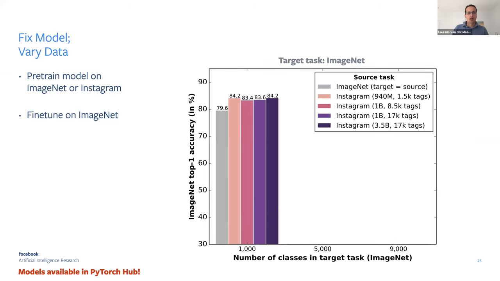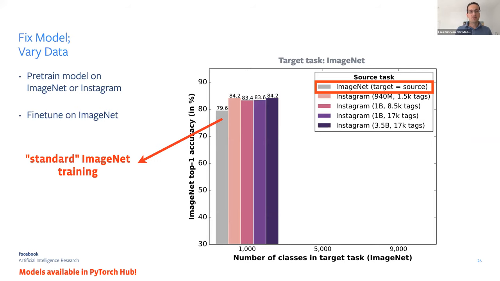So here are some results. Throughout the results, the gray color will correspond to standard ImageNet training. This is the standard approach in which we pre-train on ImageNet and then fine-tune on the target data set. The purple colors correspond to pre-training on these hashtag supervision tasks and then fine-tuning on the target task. In this case, we pick ImageNet as the target task. So we pre-train on the hashtags, then fine-tune on ImageNet and measure accuracy on the ImageNet validation set. What you see on the y-axis is the top one accuracy on ImageNet.